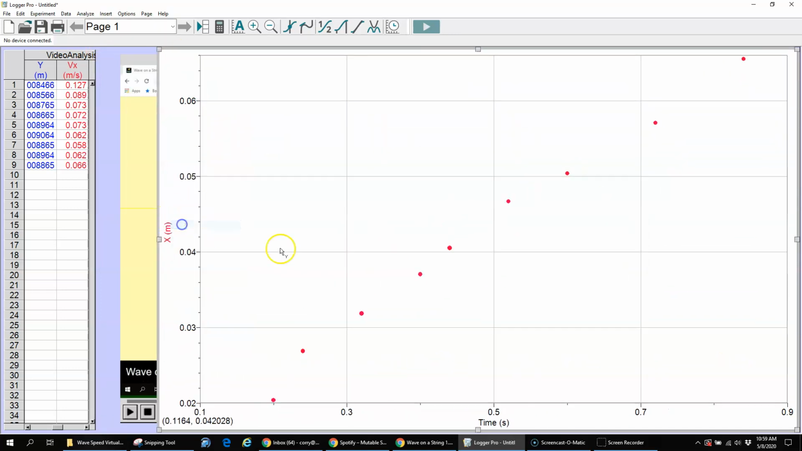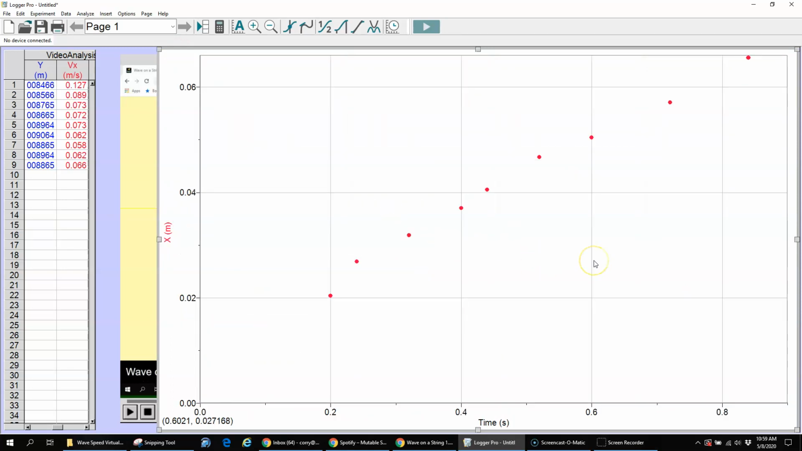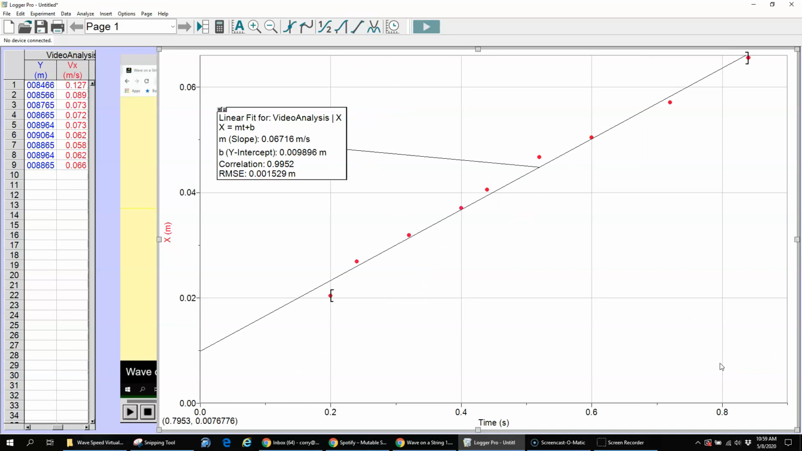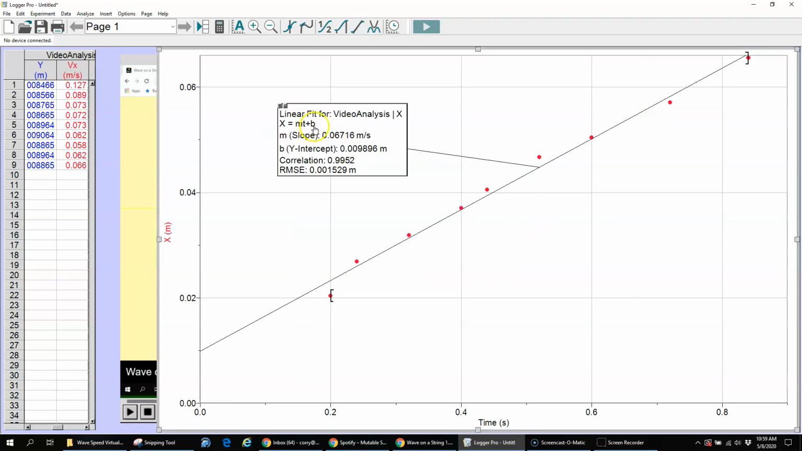So if we just look at x versus position and then include the origin in here, we can put a linear fit on this graph to get the position versus time graph. And it's this graph that will appear below in your questions.